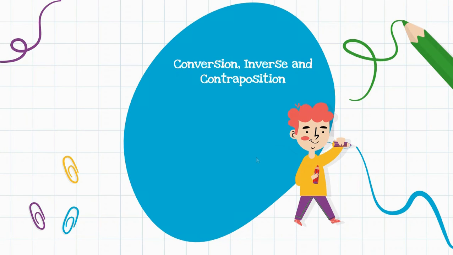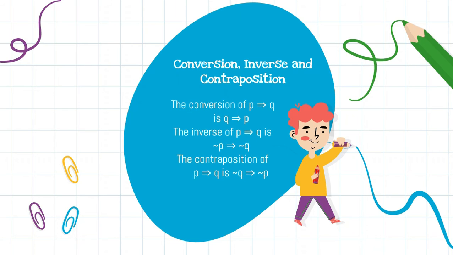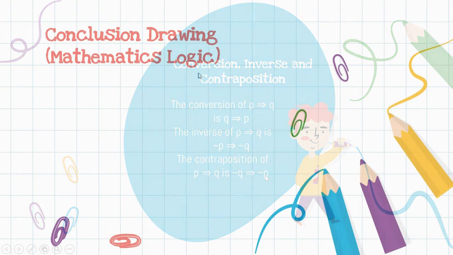Next, about converse, inverse, and contraposition. Converse, inverse, and contraposition are other forms of implication, where the converse of P then Q is Q then P. The inverse of P then Q is negation of P then negation of Q. And the last, the contraposition of P then Q is negation Q then negation of P.